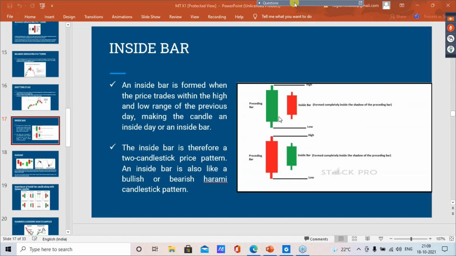See, for example, this is the inside bar, wherein we have a preceding bar and an inside bar. We consider the preceding bar as a mother candle and the inside bar as a child candle. The child candle should be within the high and the low. It is not the body. It is the highest point of the candle and the lowest point of the candle. Then only we consider it as an inside bar. Whenever high breaks, there will be a bullish movement. Whenever low breaks, there will be a bearish movement.